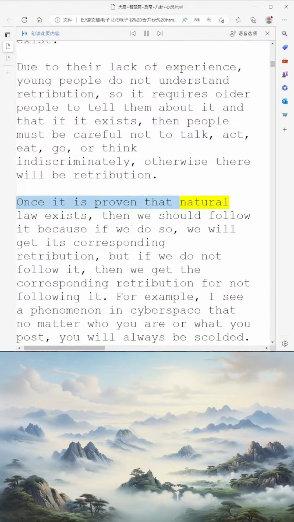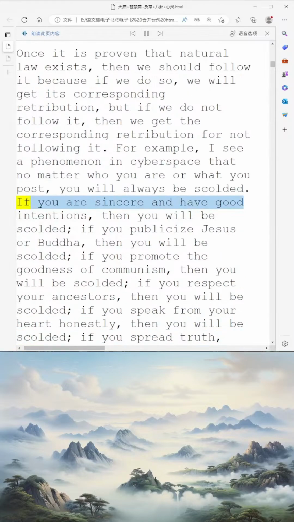Once it is proven that natural law exists, then we should follow it, because if we do so, we will get its corresponding retribution, but if we do not follow it, then we get the corresponding retribution for not following it. For example, I see a phenomenon in cyberspace that no matter who you are or what you post, you will always be scolded. If you are sincere and have good intentions, then you will be scolded. If you publicize Jesus or Buddha, then you will be scolded. If you promote the goodness of communism, then you will be scolded.